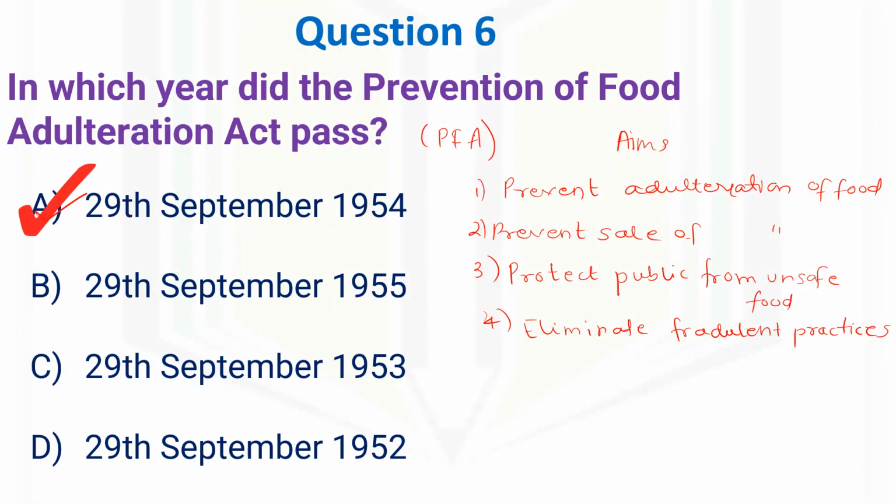So under this act we have the prevention of adulteration of food. It will prevent the sale of substandard or adulterated food. It will also protect the public from unsafe food by providing awareness, and the last one is to eliminate fraudulent practices. The adulteration of food is the addition of, or alteration of food quality done deliberately with the aim of economic advantage that will change the properties of food, including its color, texture, weight, taste, volume and shelf life, etc., and the food will fail to meet the legal standards. So that is called adulteration. So here our correct option is 29 September 1954.